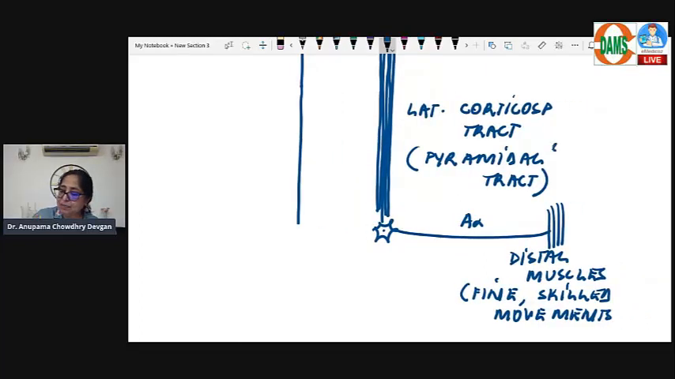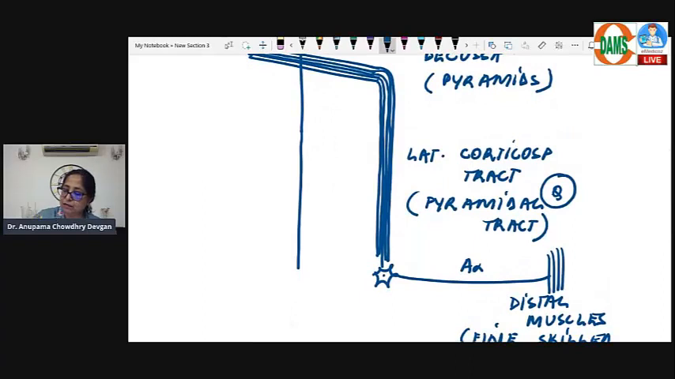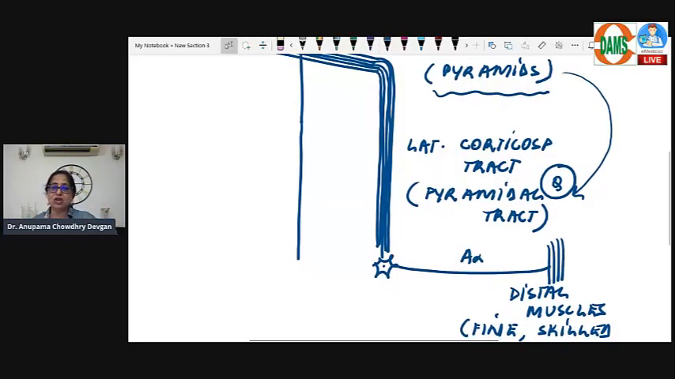Why is the pyramidal tract known as the pyramidal tract? Pyramidal tract is known as the pyramidal tract because it forms the pyramids in the medulla. What forms the pyramids in the medulla? Motor decussation. What is motor decussation? 80% of the fibers of the corticospinal tract cross over to the opposite side. They form the lateral corticospinal tract or the pyramidal tract. Why is it known as the pyramidal tract? Because, like I said, it forms the pyramids in the medulla.